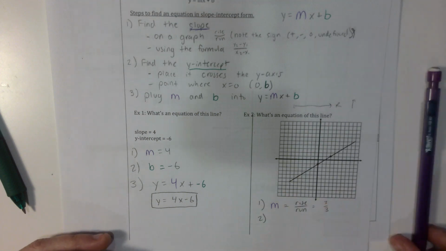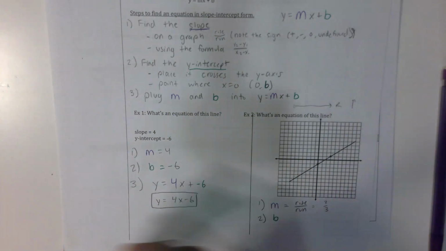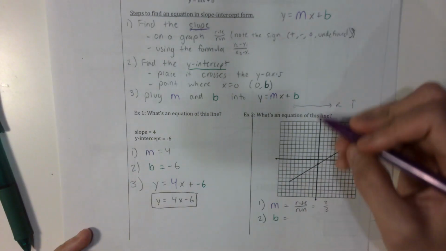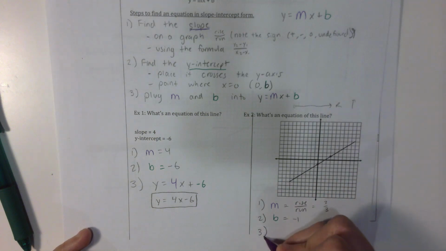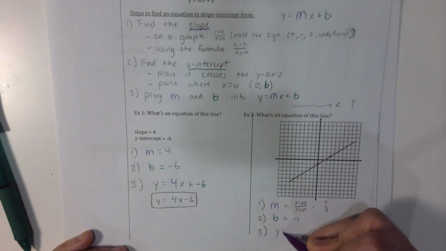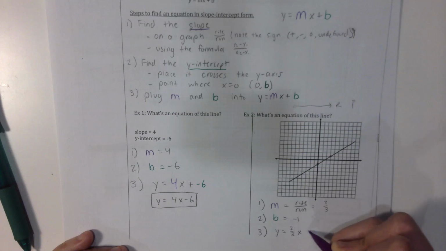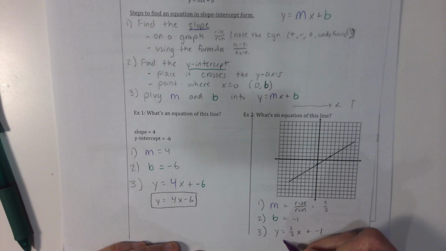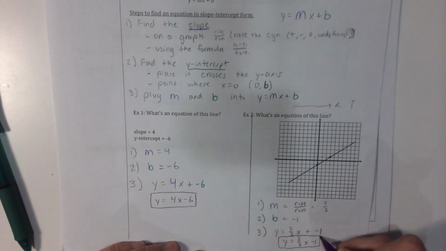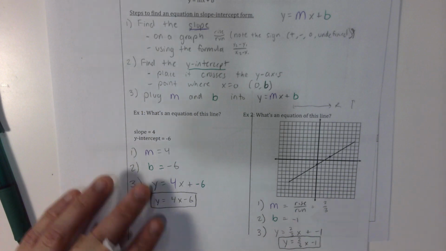2, we need to find our y-intercept. So if we look on the graph, we see where does it cross the y-axis? Right here at -1. And finally, we just plug it in. So y equals 2/3 x plus -1. And then we get y equals 2/3 x minus 1. Okay.